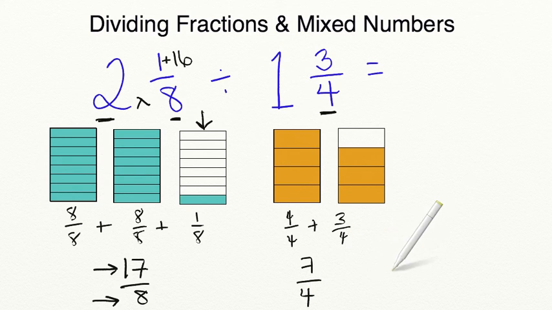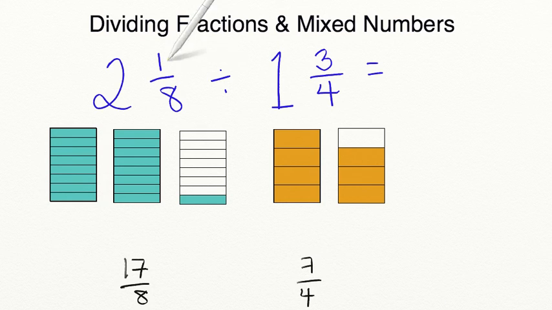Now let's check our work by using our multiplication strategy. We take our whole number and multiply it by our denominator. 1 times 4 equals 4. We then add that to our numerator. 3 plus 4 equals 7, which we got as our numerator, and you keep your denominator the same, which is going to be fourths. You have done a great job converting your mixed numbers into improper fractions. But we're not finished yet. You still need to divide.